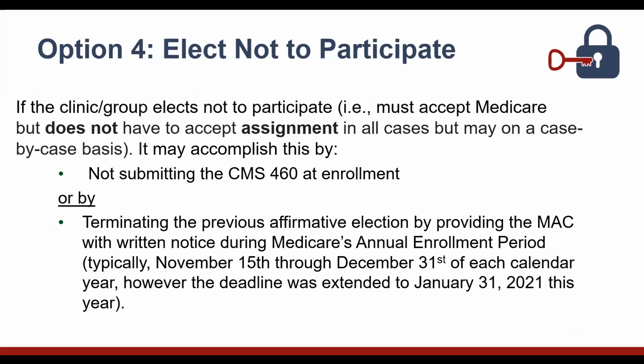So option 4 is elect not to participate. When you elect not to participate, you still must accept Medicare patients and be enrolled, but you do not have to accept assignments in all cases. You can elect in some cases to do it yourself. The way this is accomplished is by not submitting the 460 at enrollment, but if you are a participating provider, you will have to send a termination notice to your MAC. And that's the information we have provided in the resources we listed on previous slides. It has to happen during Medicare's annual enrollment period for providers and suppliers. And as I said before, typically it's November 15th through the 31st. And now we have another month. Thank heavens for that.